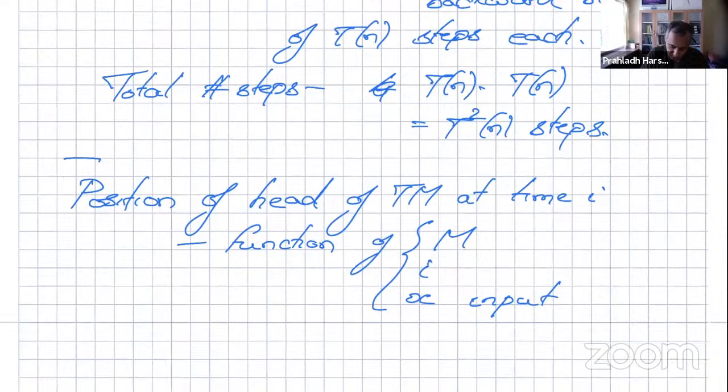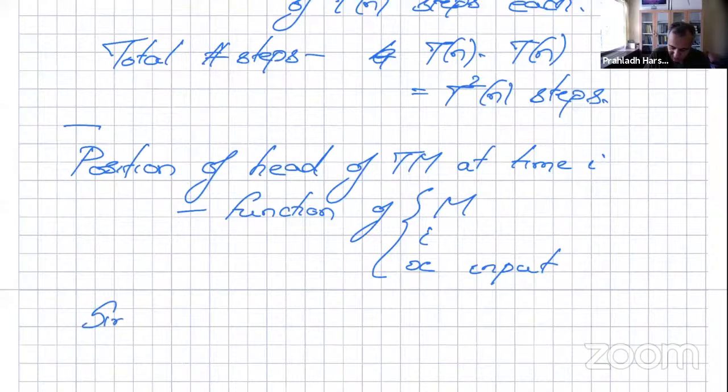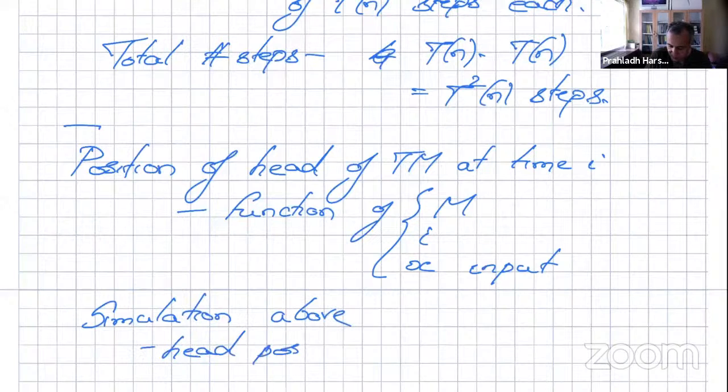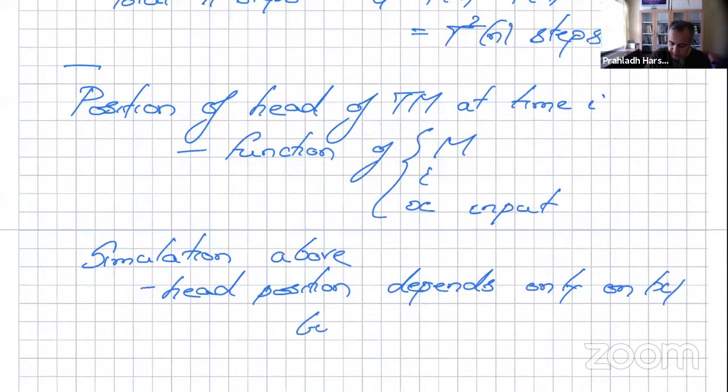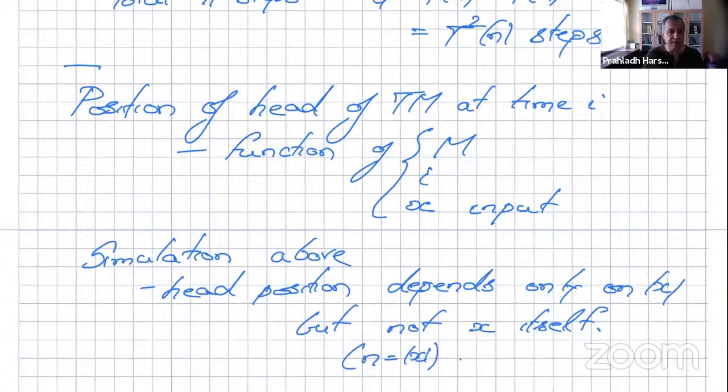So the head position in the simulation above depends only on the length of x, but not x itself. It needs to know what this n is, because it's going to do tn steps. It needs to know n, the length of x, but not x itself.